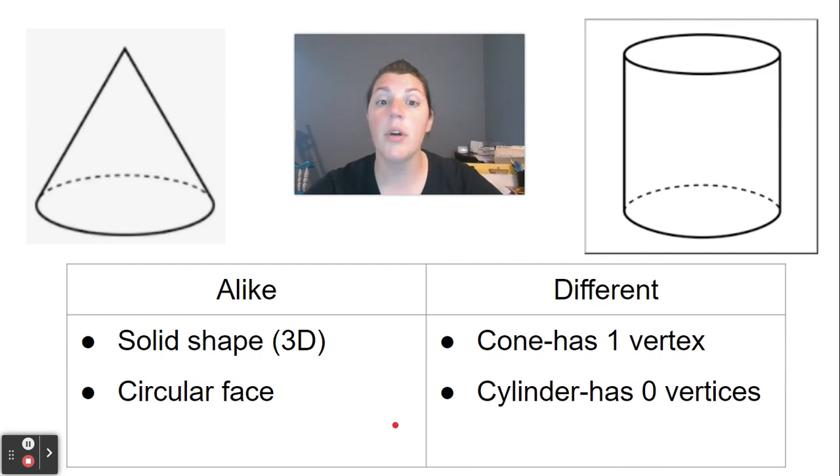So remember, when we're comparing shapes, we've learned about how we can do it with 2D or flat shapes, and then with 3D or solid shapes. We talked about how these shapes are alike or what's similar and how they're different.